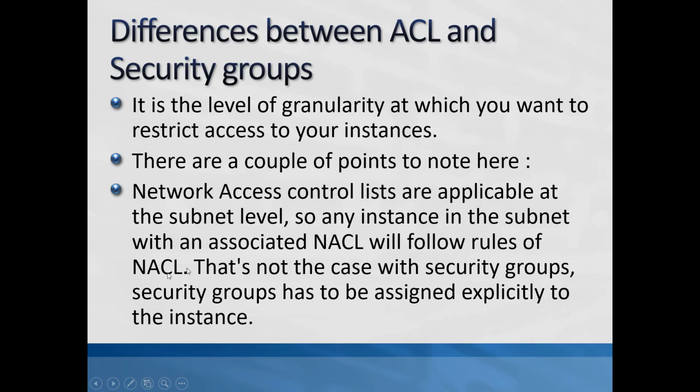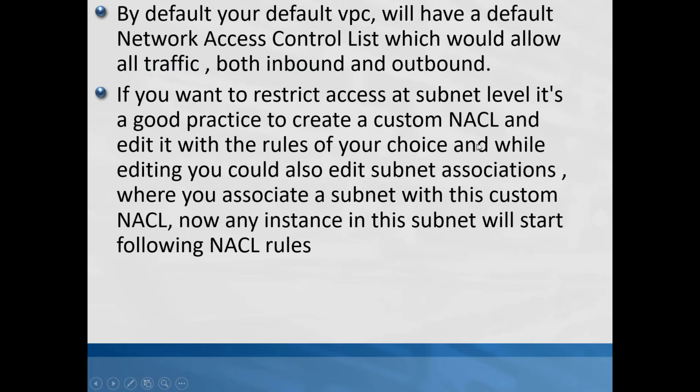All these can be allowed or blocked with the help of NACL, security groups, and operating system level firewalls. But that's not the case with security groups. Security groups have to be assigned explicitly to the instance, but NACL is assigned automatically to the subnet that you create. So by default, your default VPC will have a default network access control list, which would allow all traffic, both inbound and outbound. So NACL allows all the traffic. By default, it is open, right? By default, security group is closed, but by default, the NACL is always open.